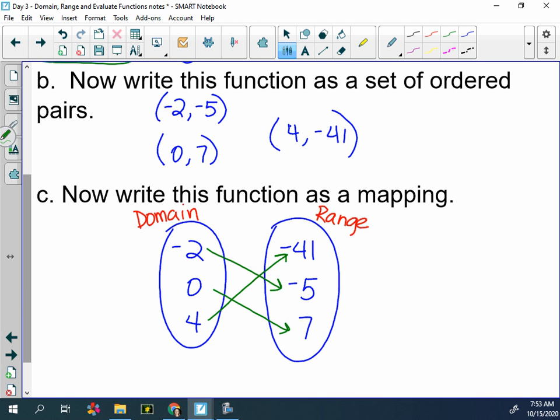So I just put things usually in order: input, output, domain and range, one arrow coming off of each. Okay, so again, just three different visual representations of the same thing. Domain and range separate, ordered pairs together, and then we've got this mapping diagram.